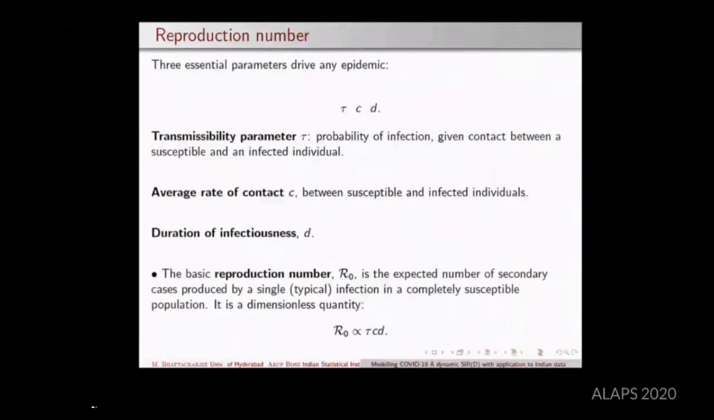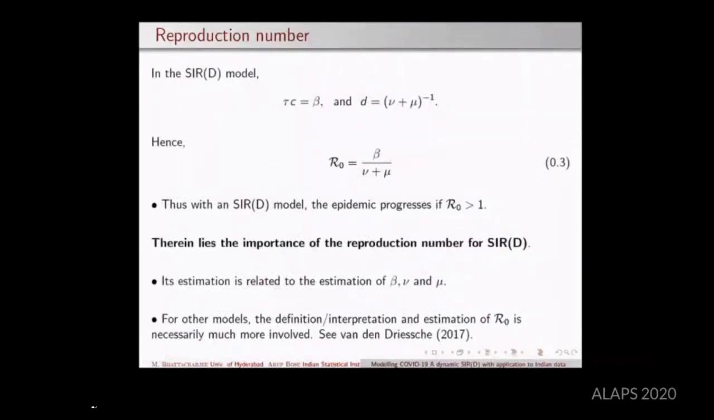This number is a dimensionless quantity and it's proportional to tau times C times D. These are the three parameters which determine what is known as the reproduction number in an epidemic. This is a general framework, a general kind of definition. And for different models, this R0 takes different meanings or different shapes. In the SIRD model, tau times C is equal to beta, and D is 1 over nu plus mu, and hence the R0 is beta over nu plus mu.